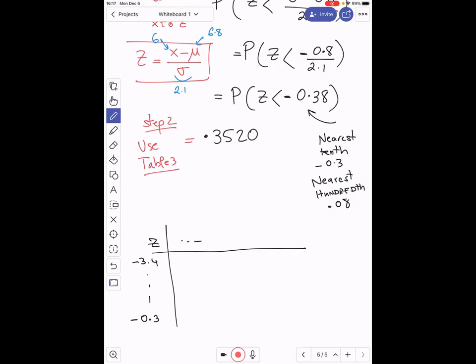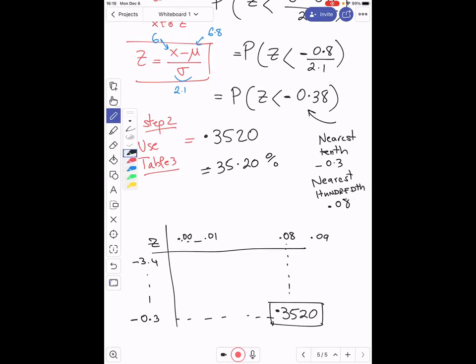Then in the nearest hundredth, you have 0.00, 0.01, etc., and then 0.08 and 0.09. So nearest hundredth, nearest tenth. The answer would be here. That's 0.3520. In other words, this is 35.20%. So you take two digits right after the decimal point.